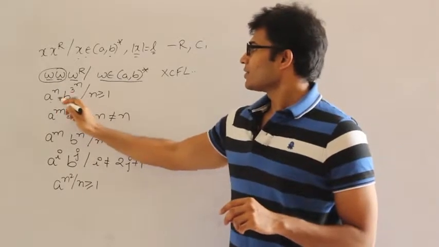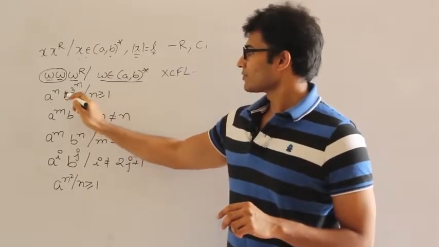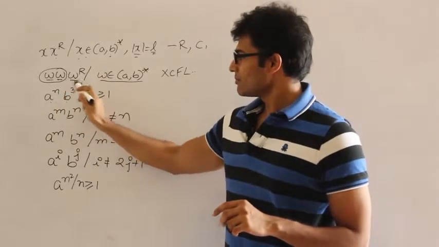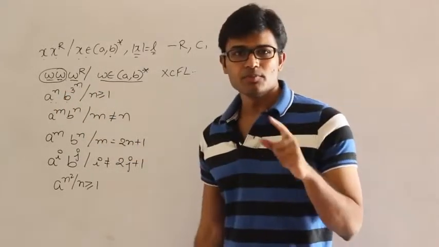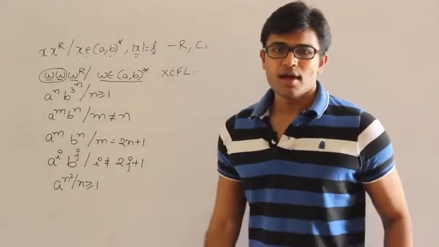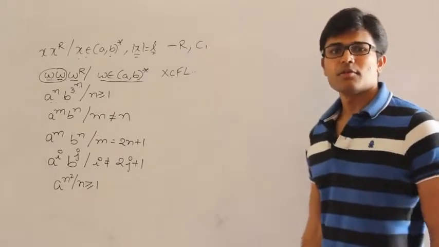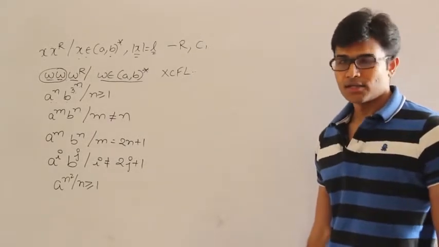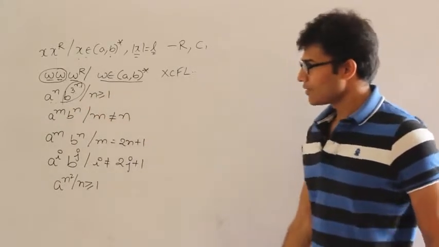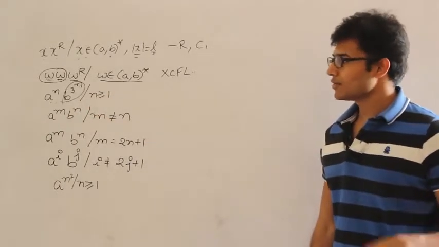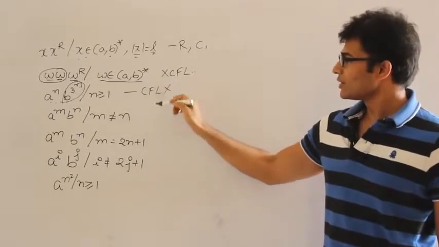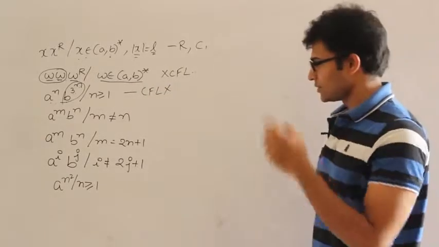Now a power n, b power 3 power n. Okay, so for a's you can push all a's, but for b's you have to put them in a loop, and that loop should contain 3 power n b's, right? And if you see 3 power n is not in AP, right? So since this is not in AP, for the same reason why 2 power n and n square are not context free, this is also not context free. If it is not context free, then definitely it is not regular, and as well as it is not deterministic context free.